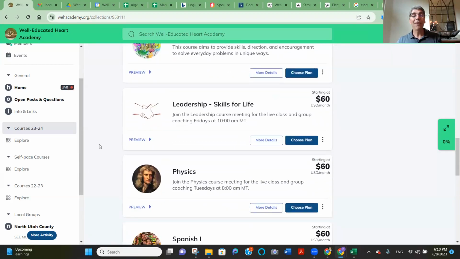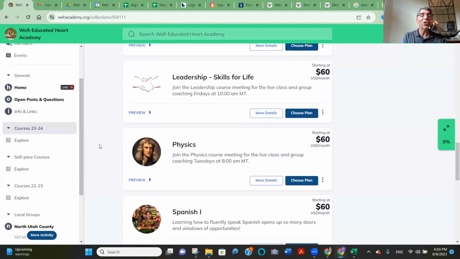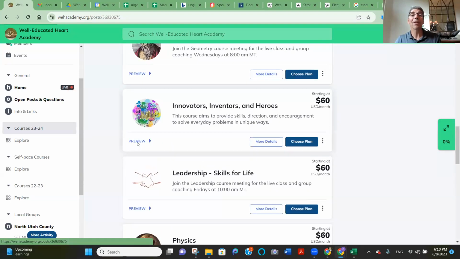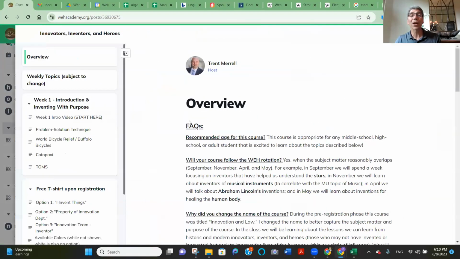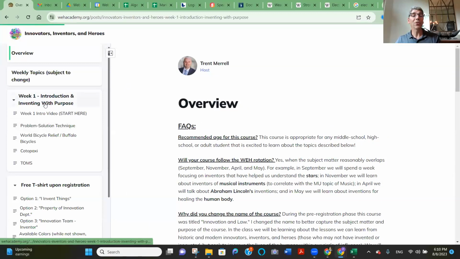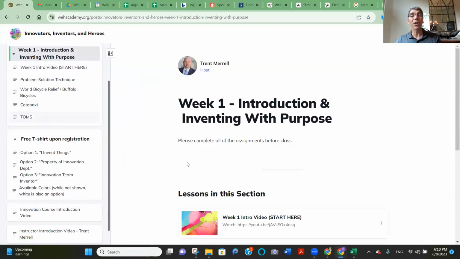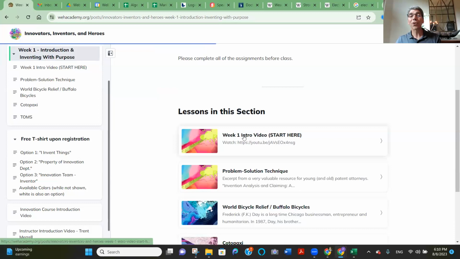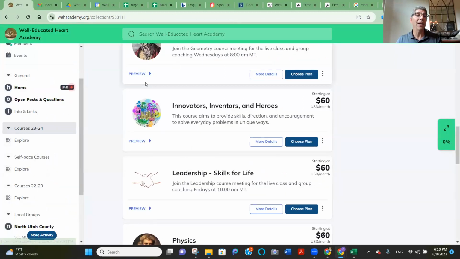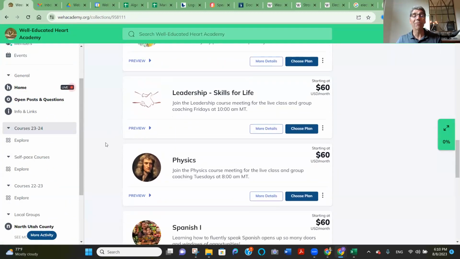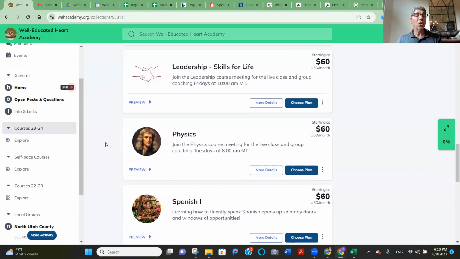If you haven't decided yet which course to take, you can always do a preview of the course, and you can see the overview of the course. Also, you can look at the first week, all the lessons of the first week for the course. That is also a great thing that we have. So let's take a look at the physics course.